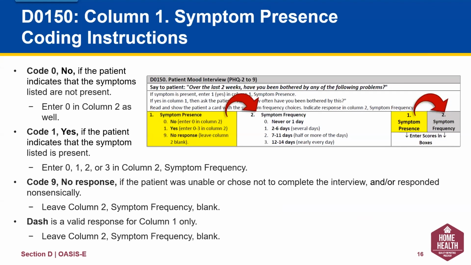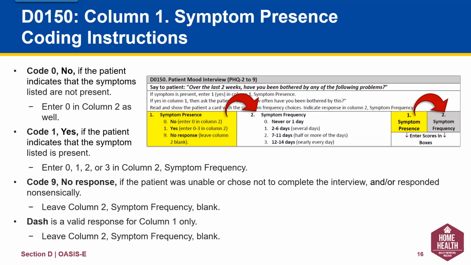Let's look at the coding instructions for column 1 symptom presence. Code 0, no, if the patient indicates that the symptoms listed are not present. Enter 0 in column 2 as well. Code 1, yes, if the patient indicates that the symptom listed is present, then you would enter a 0, 1, 2, or 3 in column 2 symptom frequency. Code 9, no response, if the patient was unable or chose not to complete the interview and or responded nonsensically. Then you would leave column 2 symptom frequency blank.